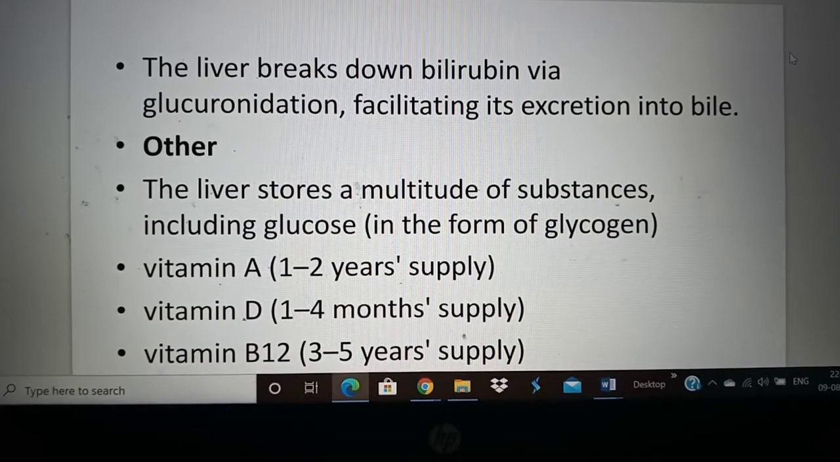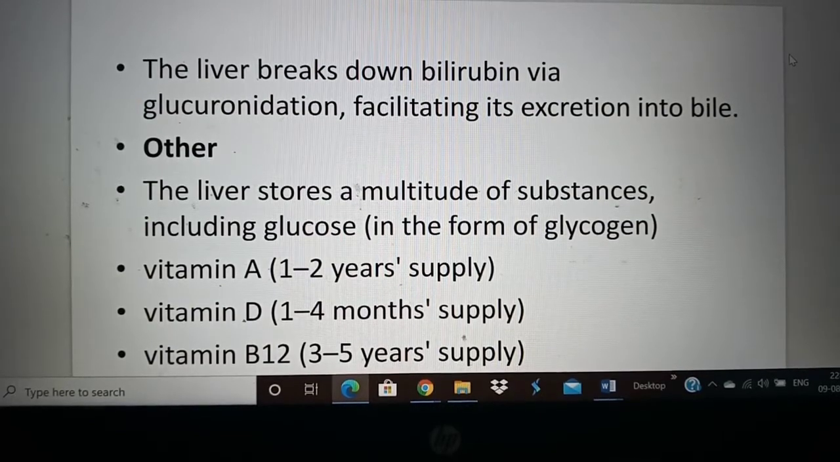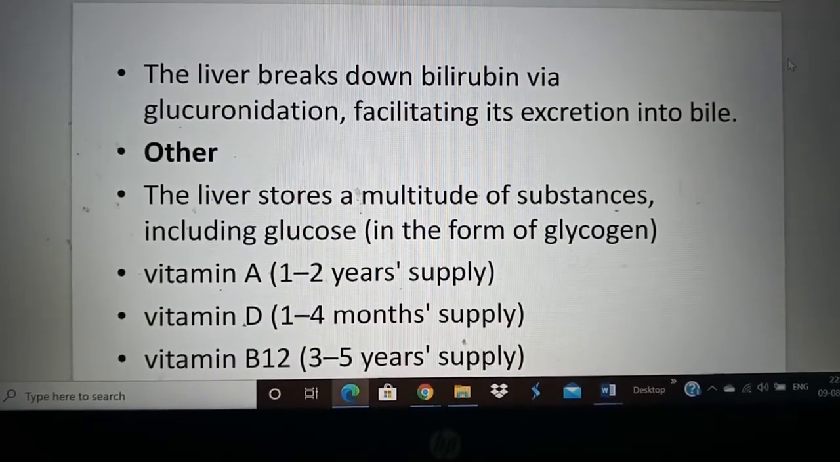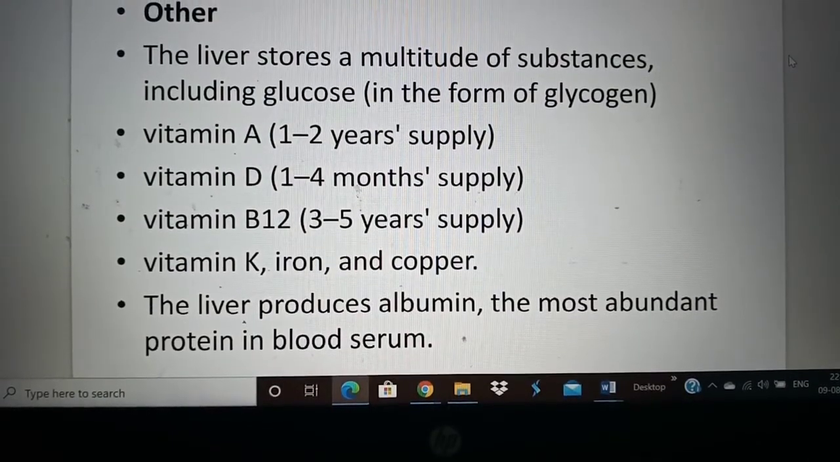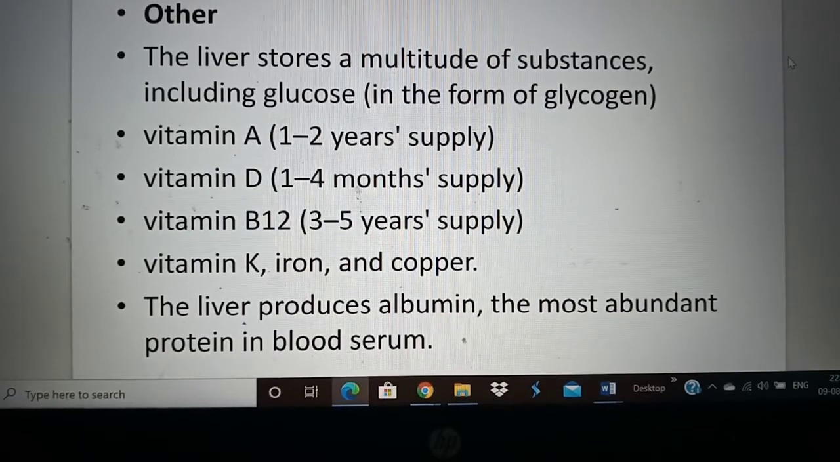The other functions of the liver are: it stores a multitude of substances including glucose in the form of glycogen. This is a very important function. Any excess glucose is stored in the liver in the form of glycogen, a complex molecule. When we need energy, this glycogen is broken down into glucose. Vitamin D, vitamin A, vitamin B12, vitamin K, iron and copper are also stored in the liver. The liver also produces albumin, the most abundant protein in the blood serum.